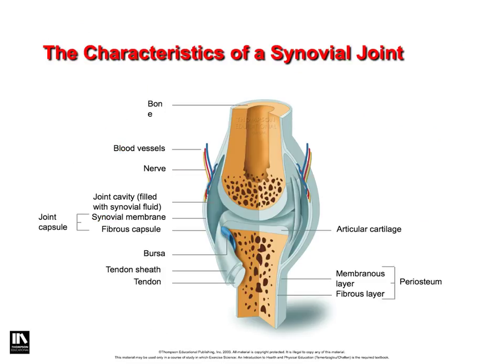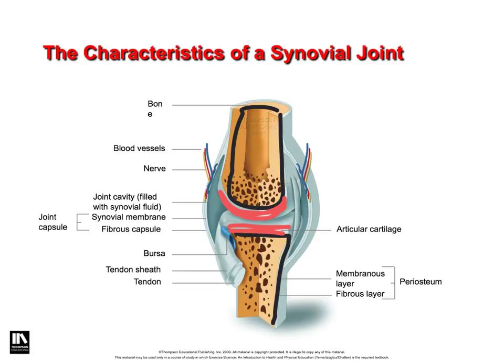The characteristics of a synovial joint. Key things here are you've got your bone, okay, and then you've got your bone down here, and on top of the bone we've always got cartilage, and remember that the cartilage is to protect the bone from gliding against each other. So once again, that's called articular cartilage.